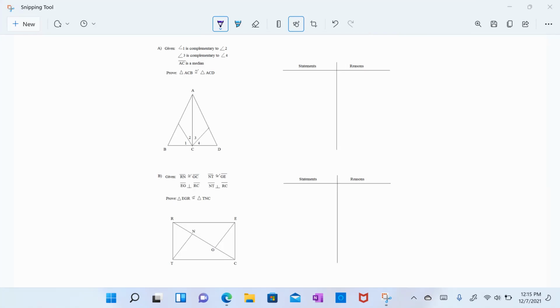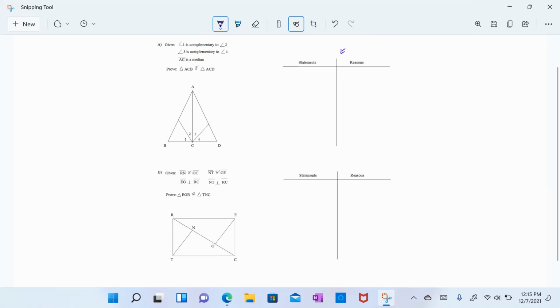Geometry proofs. So we have this question over here, and the first thing you want to do whenever you're doing a proof diagram like this is you want to see what information you're given. So they give us that angle 1 is complementary to angle 2, and angle 3 is complementary to angle 4, and that line AC is a median.